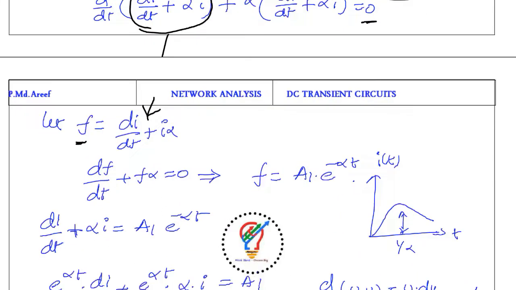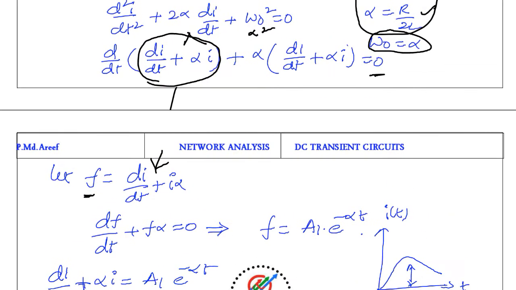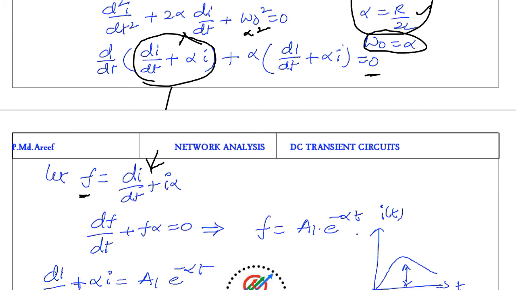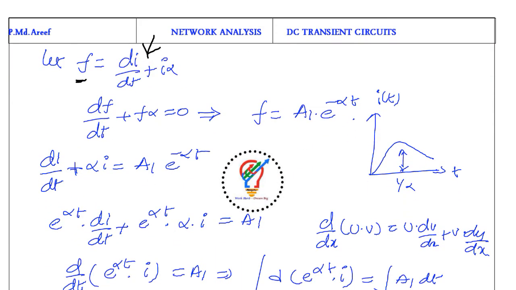Now, by substituting this value in the equation, what you will get is df by dt plus alpha into f is equal to 0. So this is a first order equation. We are trying to solve the second order equation by converting it into a first order equation, and we are going to find the solution here.